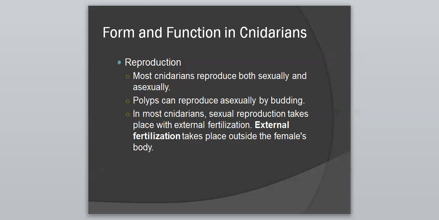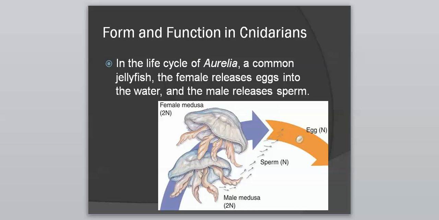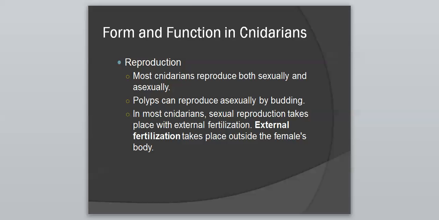And then reproduction. Most Cnidarians reproduce both sexually and asexually, and their polyps can reproduce asexually by budding. In most Cnidarians, sexual reproduction takes place with external fertilization, meaning fertilization takes place outside of the female's body. This is the opposite of the sponges, where fertilization took place inside the female body. We're going to look at one jellyfish as an example, but there will be many that follow a similar, if not the exact same, pattern.